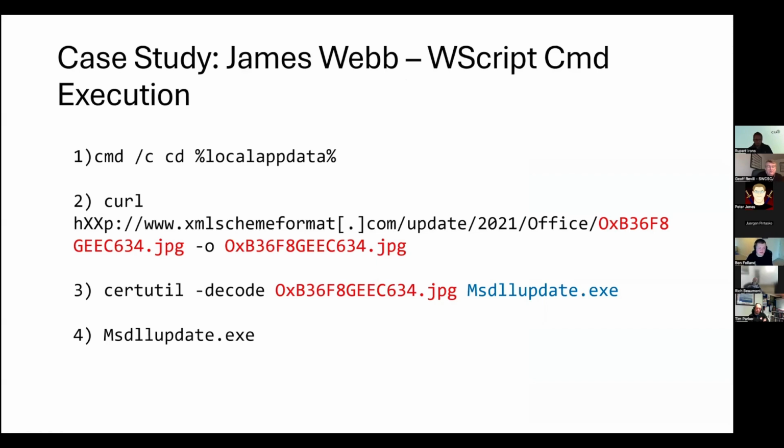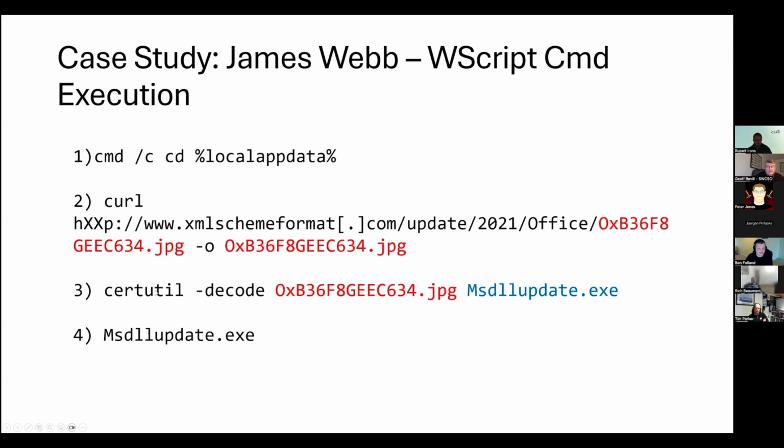I've skipped a few steps here, but if anyone, like I said, wants me to go through this in further detail, just message me on LinkedIn. But once you download the Word document and you enable the macro, these commands will be run. The command I'm pointing out here, the second one, is the curl command, and this will download a JPEG image from this www XML scheme format domain. And then there's a certutil command which will convert the JPEG to an exe.